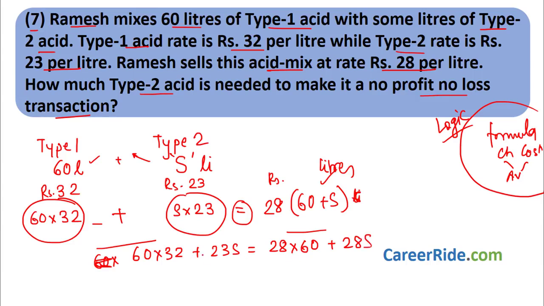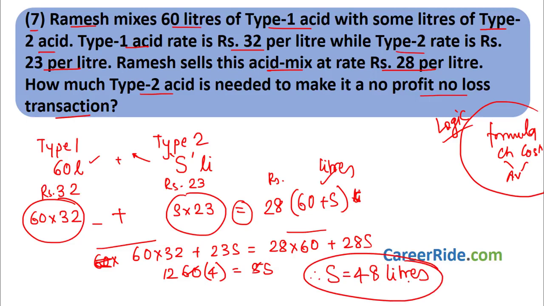What you can do is take 60 common: 32 minus 28, how much is it? 4. That would be equal to 28 minus 23, how much? 5S. Therefore S would be equal to 5 into 12, 12 4s are 48. So 48 liters of type 2 acid is needed by Ramesh to make it a no profit, no loss transaction. See, without using formula, even by logic, we solved the sum.